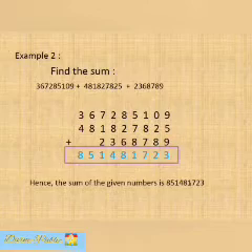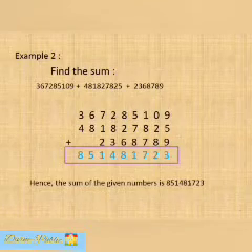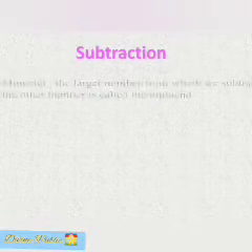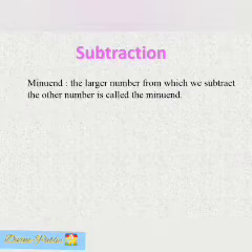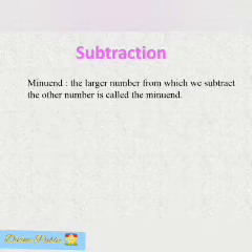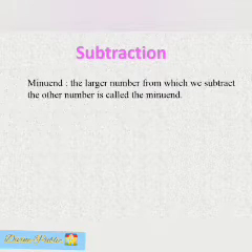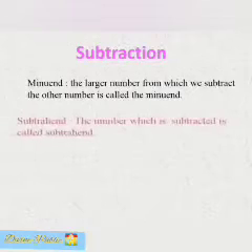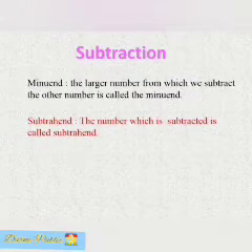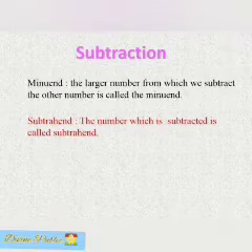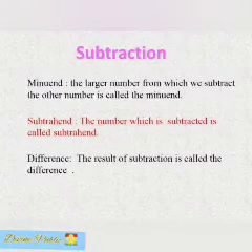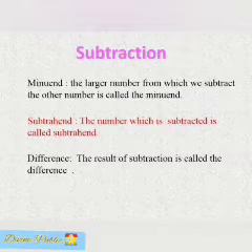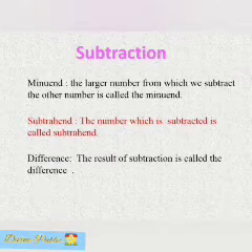Now dear students, let us move to our next part, that will be subtraction. So let us see the subtraction. Firstly we will learn about the minuend. The larger number from which we subtract the other number is called the minuend. Now subtrahend. The number which is subtracted is called the subtrahend. Now difference. The result of subtraction is called the difference.